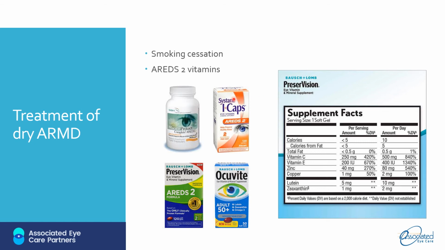And AREDS2, here's 4 brands. Here's one put out by, was it SBH? One of them put out by Cystane, one of them put out by Bausch & Lomb, and another one put out by Bausch & Lomb. And the key with all of these is they're all AREDS2. They're all AREDS2 formulas of vitamins.